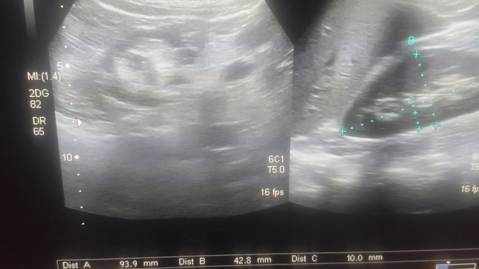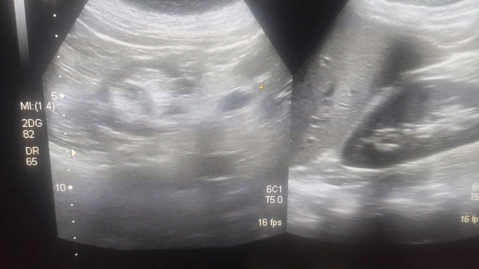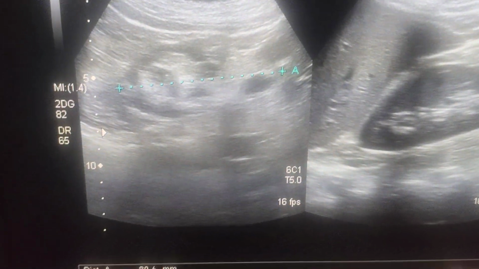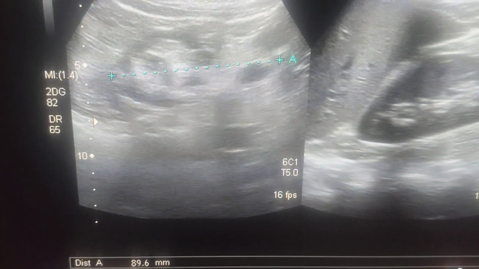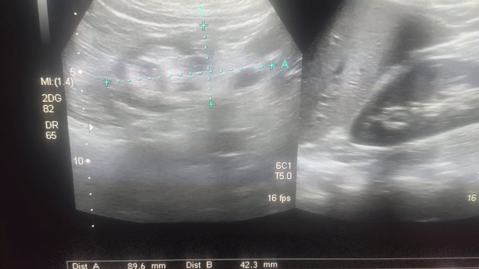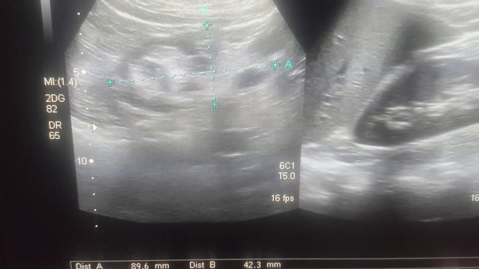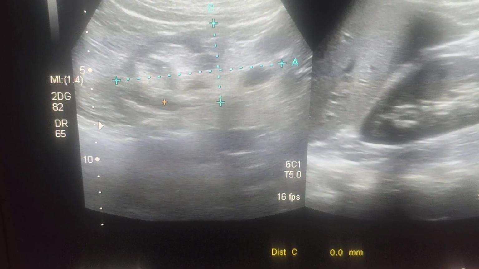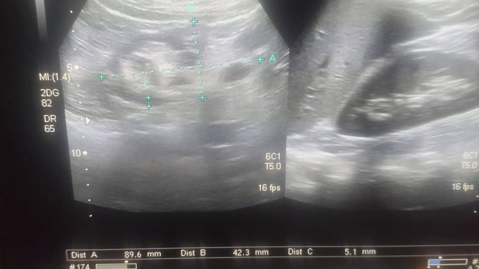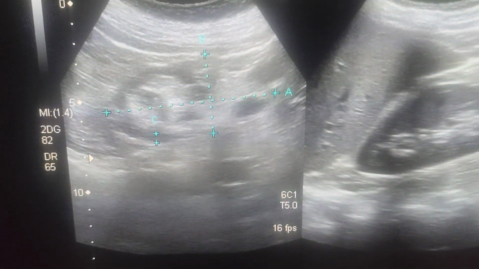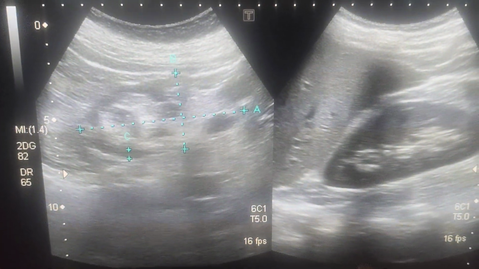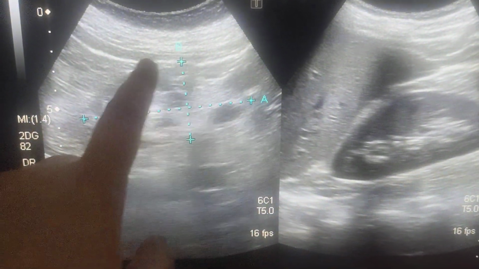Now we will measure the second kidney. 8.9, second measurement is 4.2, but when we measure corticomedullary differentiation, CMD, is 5 mm. So this is how we measure kidney. Now you can clearly see the normal kidney and kidney with parenchymal disease.